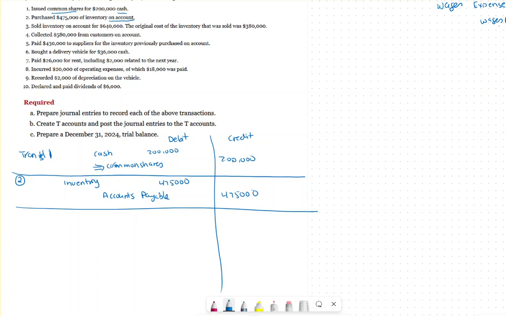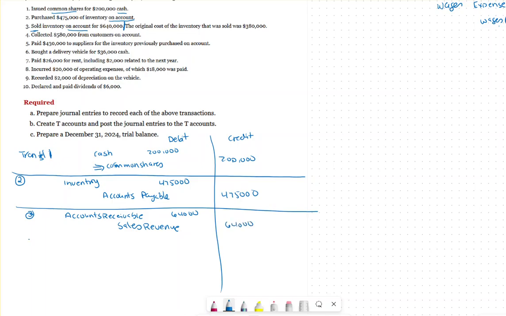My third one is we sold an inventory. We sold it for 640,000 and it is on account, and if it's sold on account, we are going to be receiving money later on. Debit will be my accounts receivable and credit will be my sales revenue, and that is my credit. The amount is 640,000 and this is my 640,000.